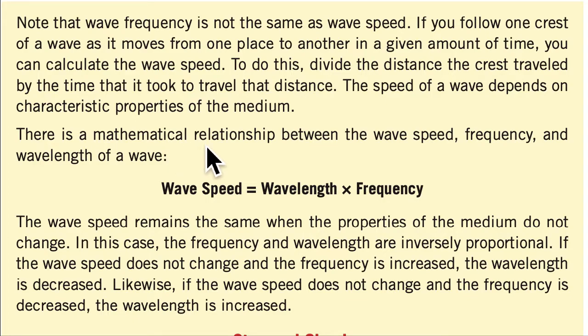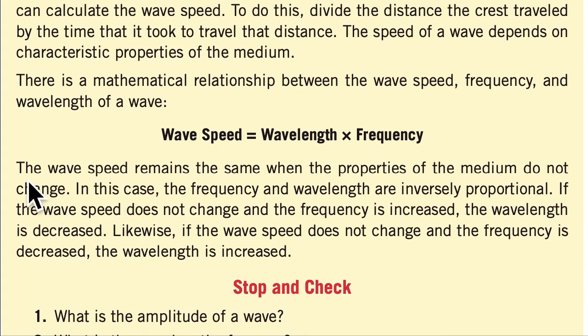There is a mathematical relationship between the wave speed, frequency, and wavelength of a wave. Wave speed equals wavelength times frequency. The wave speed remains the same when the properties of the medium do not change. In this case, the frequency and wavelength are inversely proportional. If the wave speed does not change and the frequency is increased, the wavelength is decreased. Likewise, if the wave speed does not change and the frequency is decreased, the wavelength is increased.